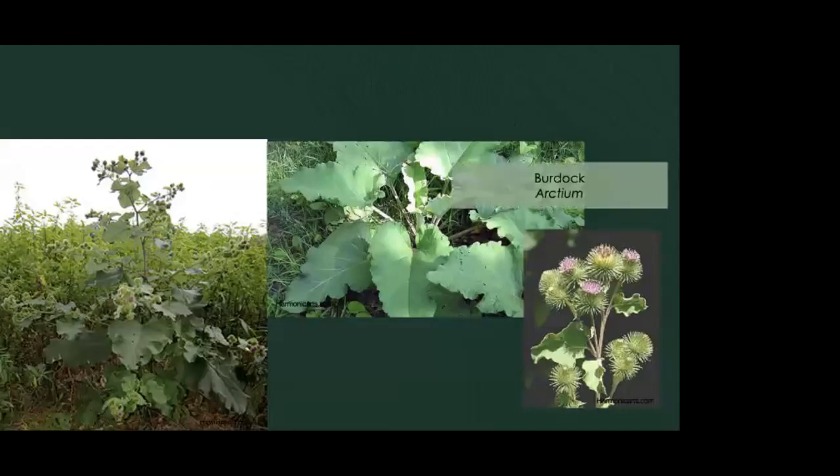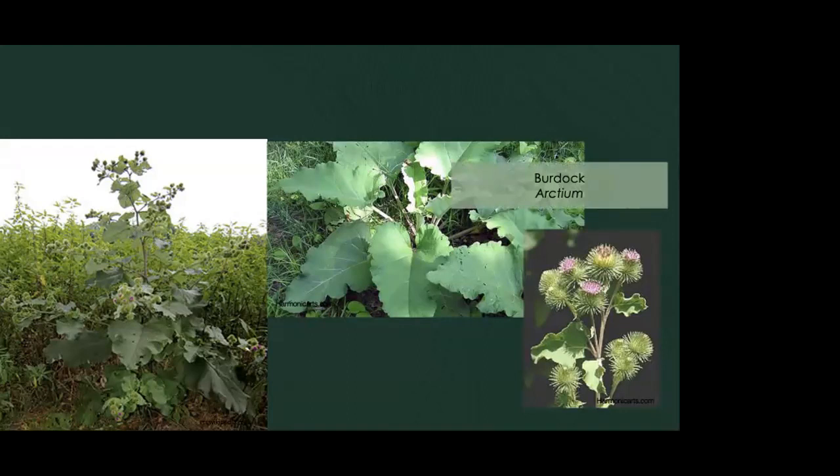The next one here is burdock. So burdock is a member of the sunflower family. You can kind of see the resemblance in the leaves. It has these giant leaves. It starts out looking like rhubarb. In its first year here, you can see it doesn't have the stem, and then in its second year, it'll shoot up this bolt.